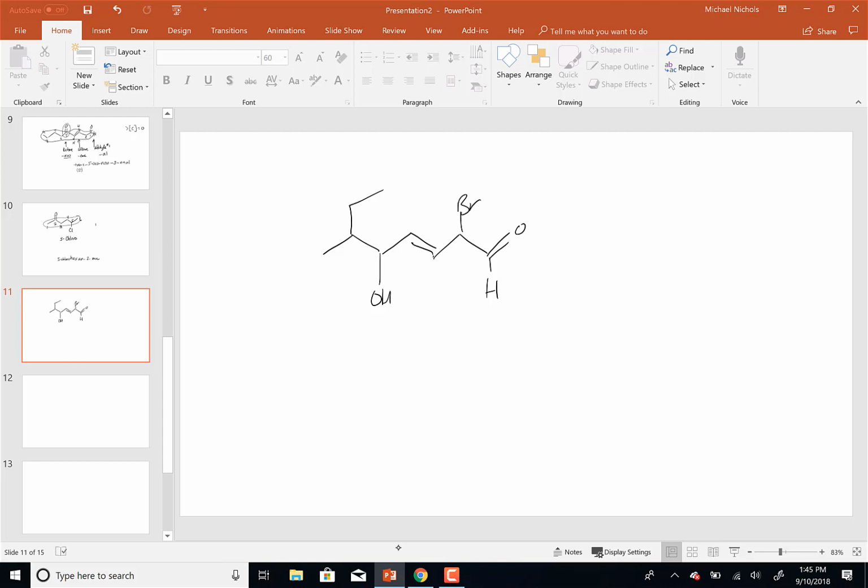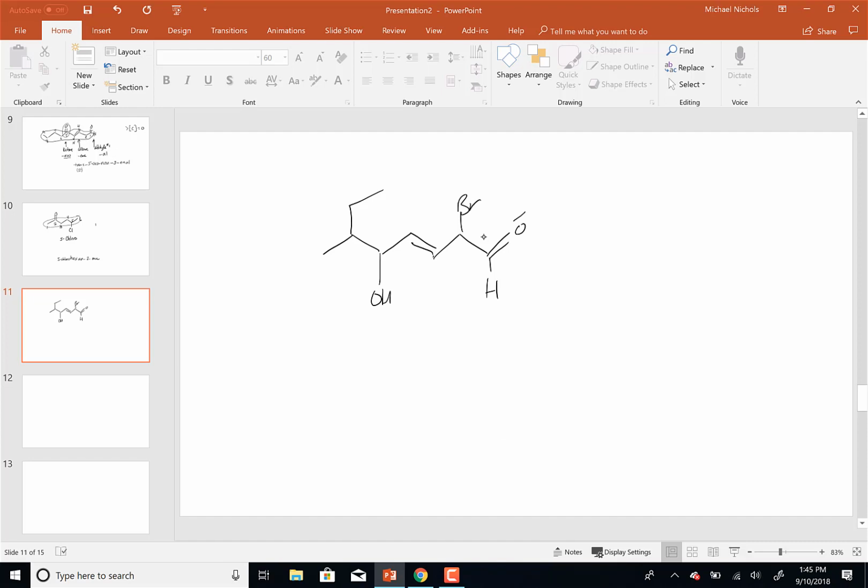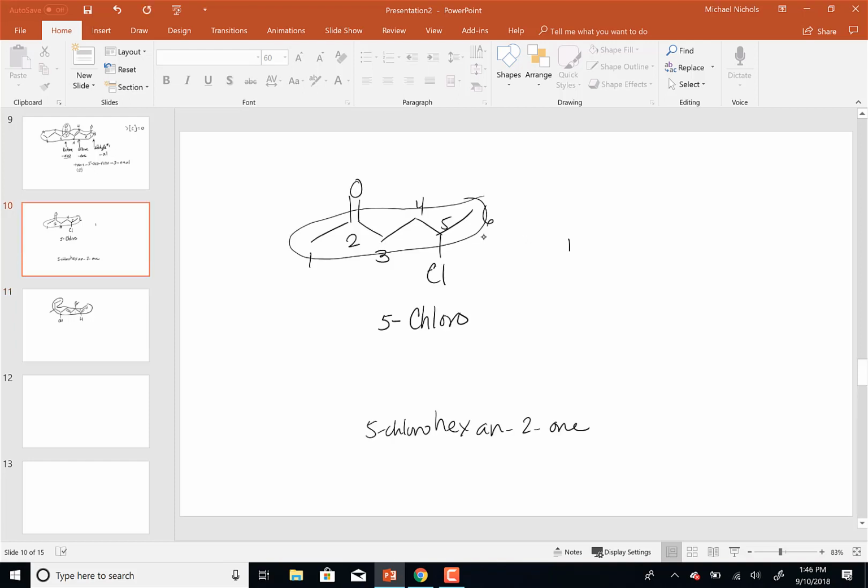Aldehyde. Because it's the end of the chain. So that means now I need to find the longest continuous carbon chain that contains the aldehyde. And since I have an alkene, I need to have the longest continuous carbon chain include the alkene as well. So there's my longest continuous carbon chain. Now let's go ahead and number it from what? From the aldehyde, because it's number 1 automatically.